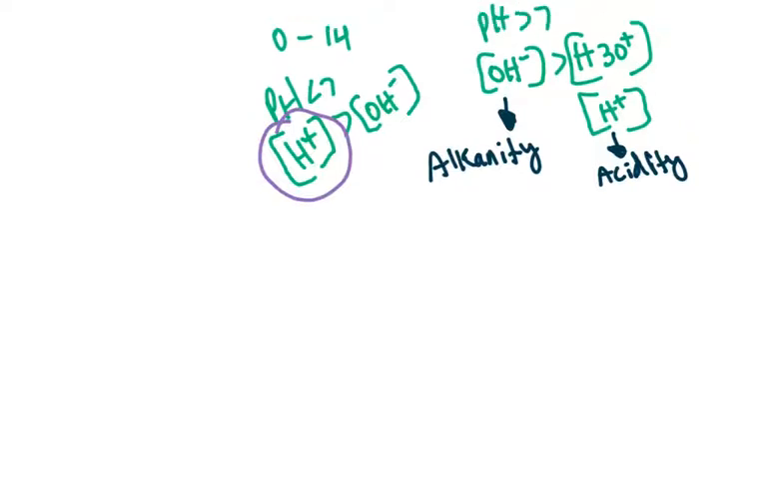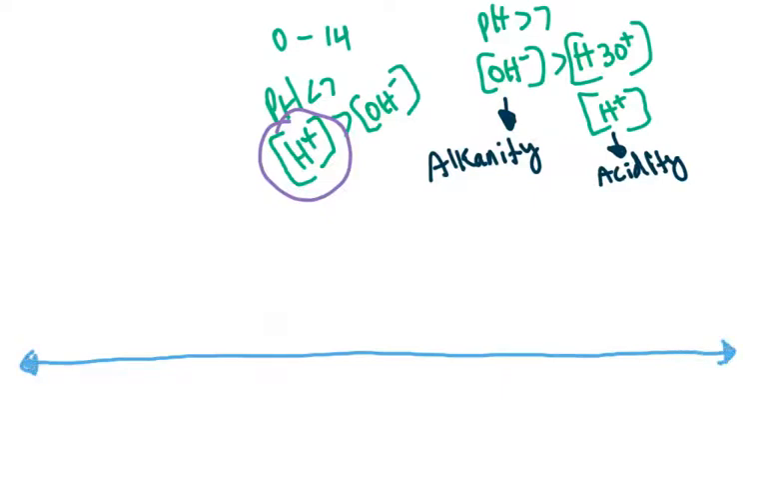Let's draw a number line here. Sorry about that. Let's draw a number line as best as we can, and label the middle at 7. Then it's going to go up to 14: 8, 9, 10, 11, 12, 13, 14, and then down to 0: 6, 5, 4, 3, 2, 1, 0.